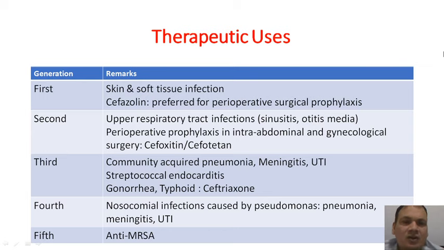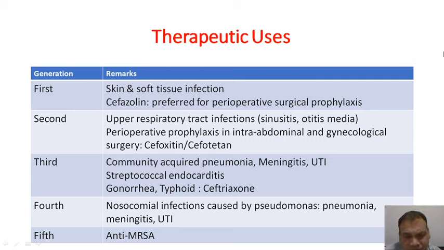As far as the third generation is concerned, they have multiple uses. Third generation cephalosporins are more clinically used because they have a wider antibacterial spectrum of activity. They are used for community-acquired pneumonia, meningitis, urinary tract infections, and staphylococcal endocarditis. Ceftriaxone is used in gonorrhea and typhoid. So please remember that for gonorrhea ceftriaxone is used, and for the management of typhoid ceftriaxone can be given.